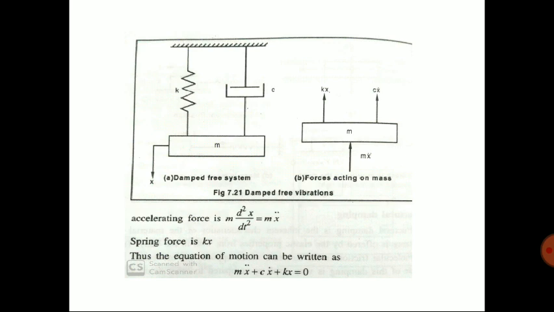Free means there is no external force acting on the mass. The deflection produced in the spring is due to the mass of the body only. There is no force, that is why it is called free. And damped means in addition to the spring there is a damper, which is placed here. This damper decreases the amplitude of vibration. That is the only function of a damper. It reduces the amplitude of vibration.